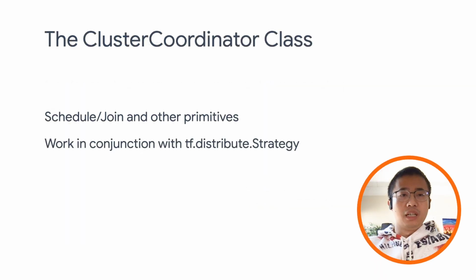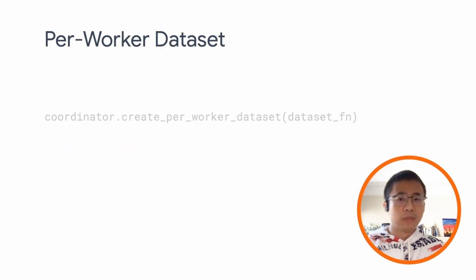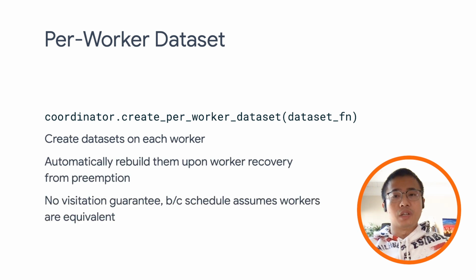The schedule and join APIs are contained by this ClusterCoordinator class. It has to work in conjunction with tf.distribute.Strategy at this moment. The tf.distribute.Strategy defines the training loop, and it tells ClusterCoordinator what's the requirement for scheduling and what's the requirement for fault tolerance. The ClusterCoordinator also has a method to create resources for each worker. This create_per_worker_dataset method will create one dataset per worker.